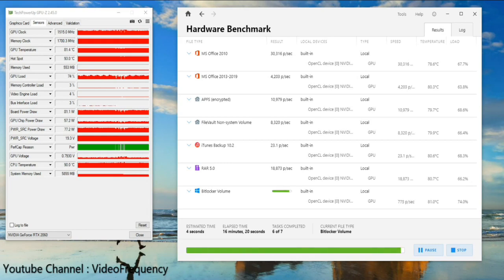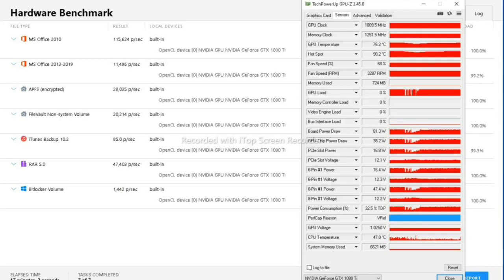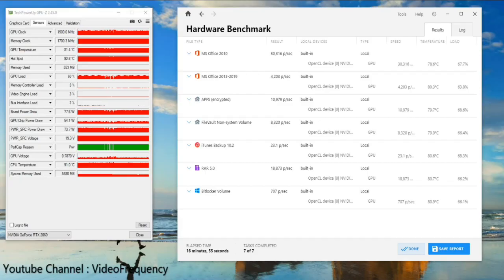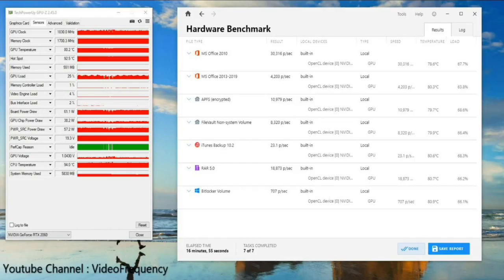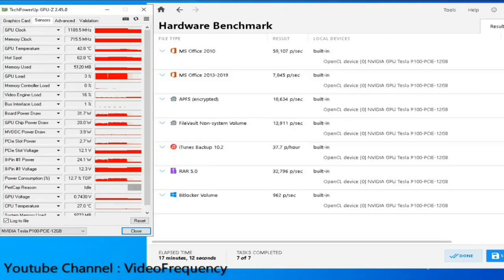So coming in first is the 1080 Ti, sorry, with 115,000 passwords a second. And then we've got the RTX 2060, which is 30,000 passwords per second. And then we've got the P100, which is 59,000 passwords per second. So the clear winner here is the 1080 Ti.